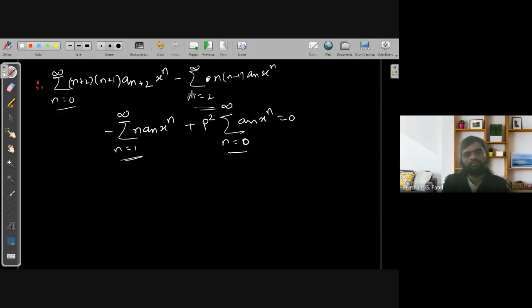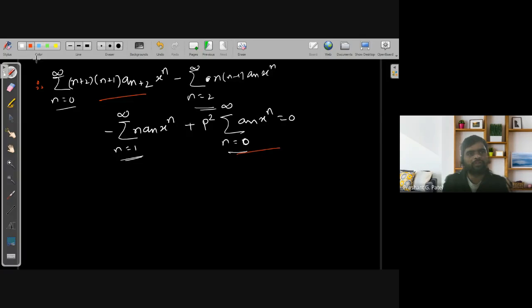The highest will be 2. So I must write down the n equal to 0 and n equal to 1 terms separately. What are the terms for n equal to 0? These are the two terms we have. The first one is here, the second one is here. When I substitute n equal to 0, that is a constant term.